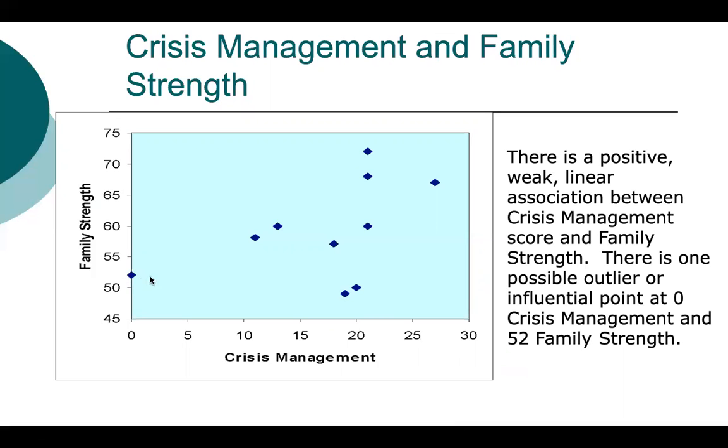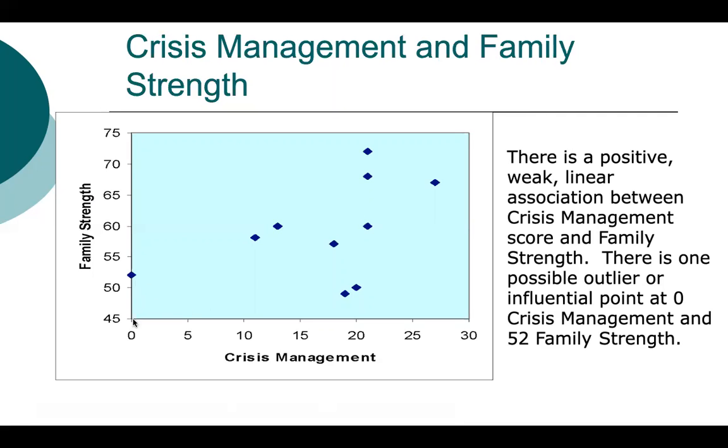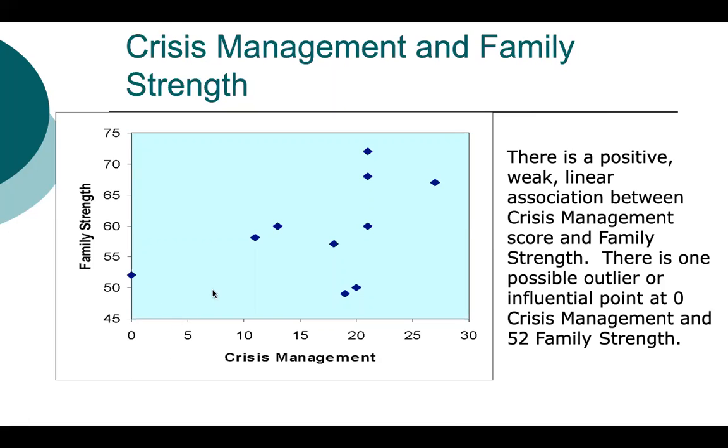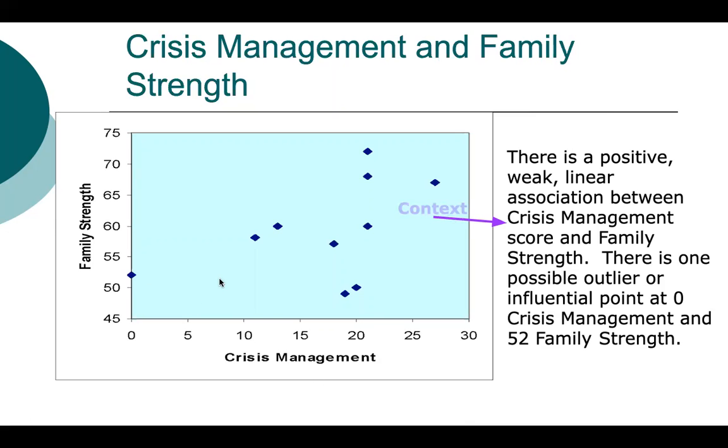So I can see right here, this would be a high leverage point and would really affect the slope of the line and the y-intercept. It would probably decrease the slope, because if I drew a line without it, it would be right in the middle of this data. If I drew a line with it, it would be over this direction. It would increase the y-intercept and probably increase the correlation. And notice in my answer, I've got context, direction, unusual features, form, and the strength.